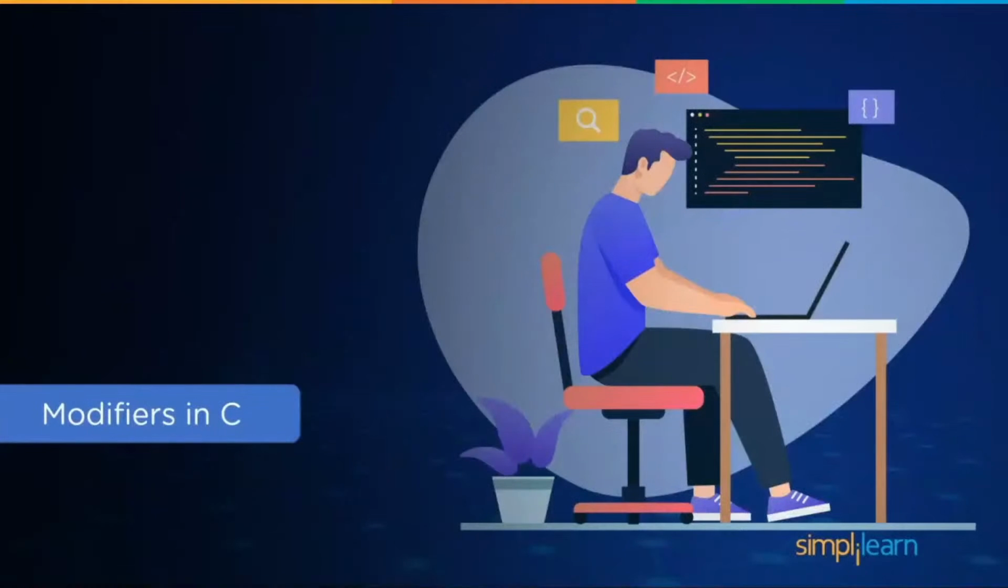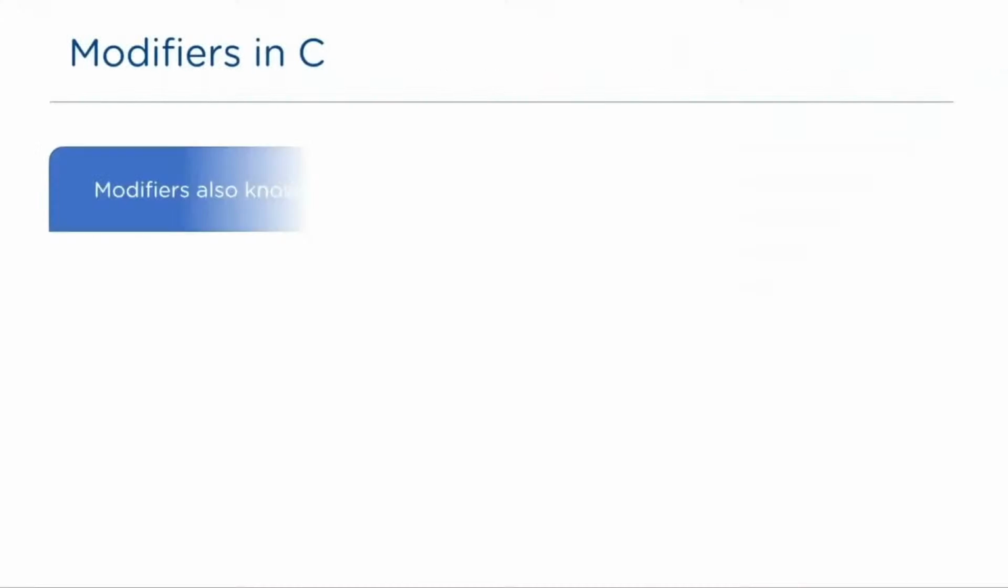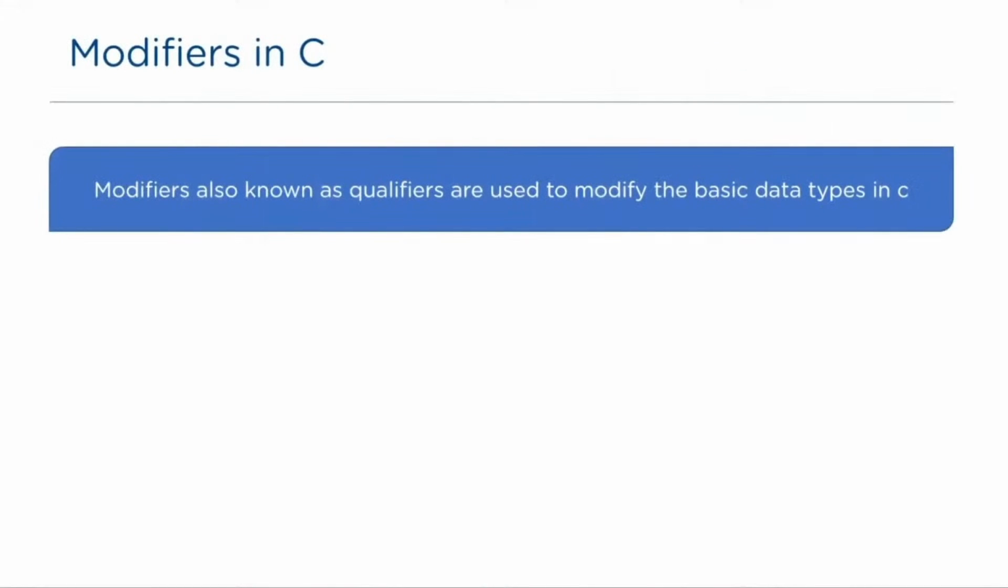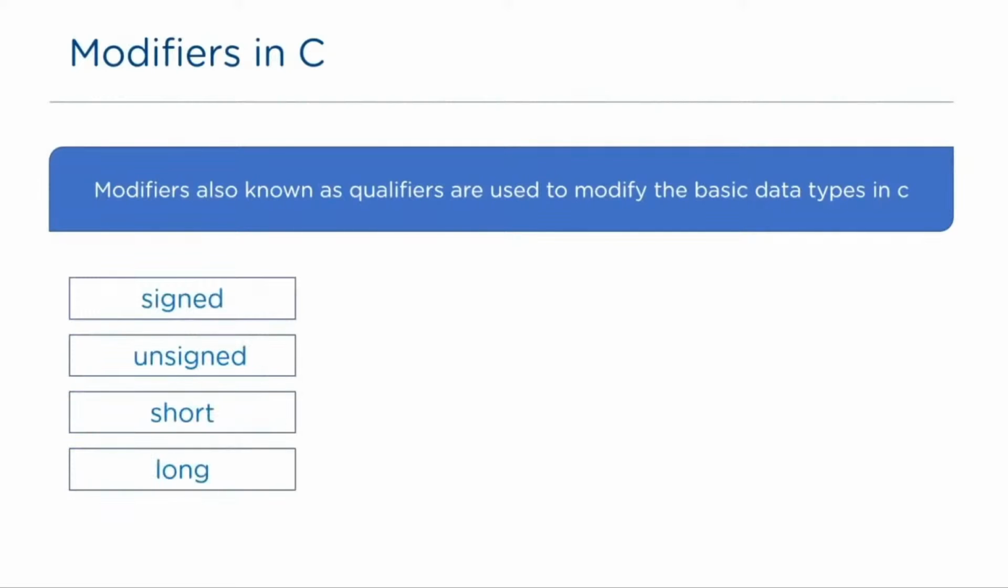Now let's have a look at the modifiers in C. Modifiers, also known as qualifiers, are used to modify the basic data types in C. And the qualifiers are signed, unsigned, short, and long. Signed modifiers are used to hold both negative and positive numbers. At the same time, unsigned is used to store only positive numbers. So it's necessary to prefix the qualifier before the data types. And short requires memory space half the size of the basic data type. A long modifier is used to hold large numbers, and it doubles the size of the data type.